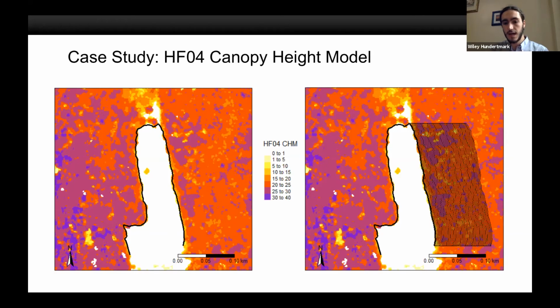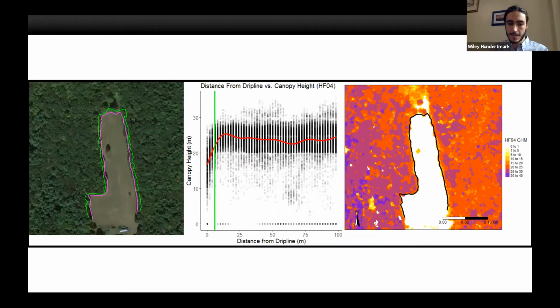So to do this, we ended up pulling data from each of these sides here, this west-facing side, this east-facing side, and this east-facing side, and then created buffer zones where every 2 meters, we created a new buffer to look at the canopy height within that certain distance. So 0 to 2 meters from the drip line, 2 to 4 meters, 4 to 6, so on and so forth. And that helped us produce a plot like this. We can look at the distance from the drip line and then the canopy height.